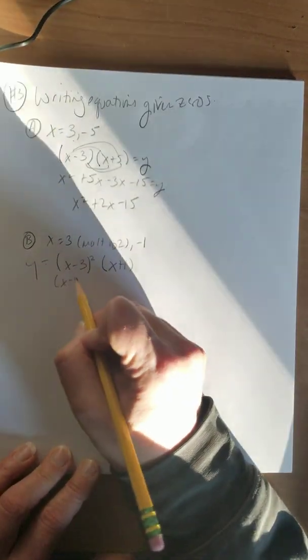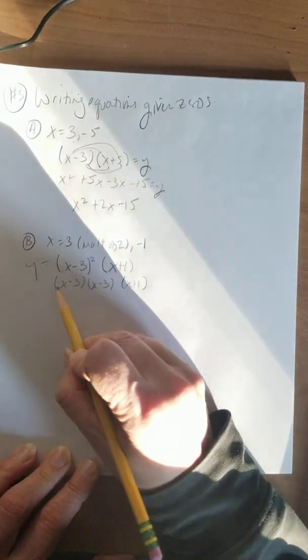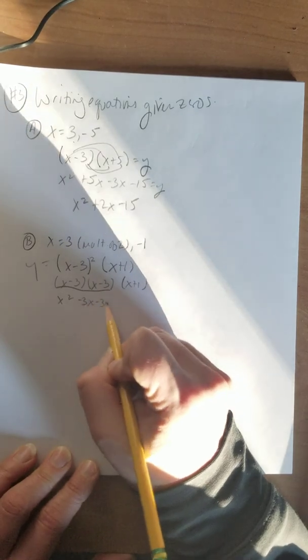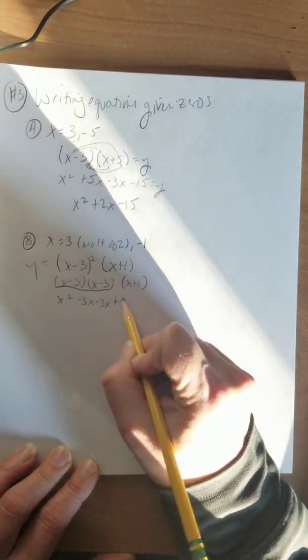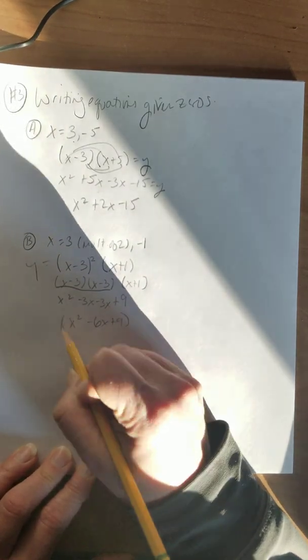So this is an x minus 3 times an x minus 3, and this is times an x plus 1. I'm going to multiply these two together first. So I have an x squared minus a 3x minus a 3x, and that's plus 9. Combine those, we get x squared minus 6x plus 9.